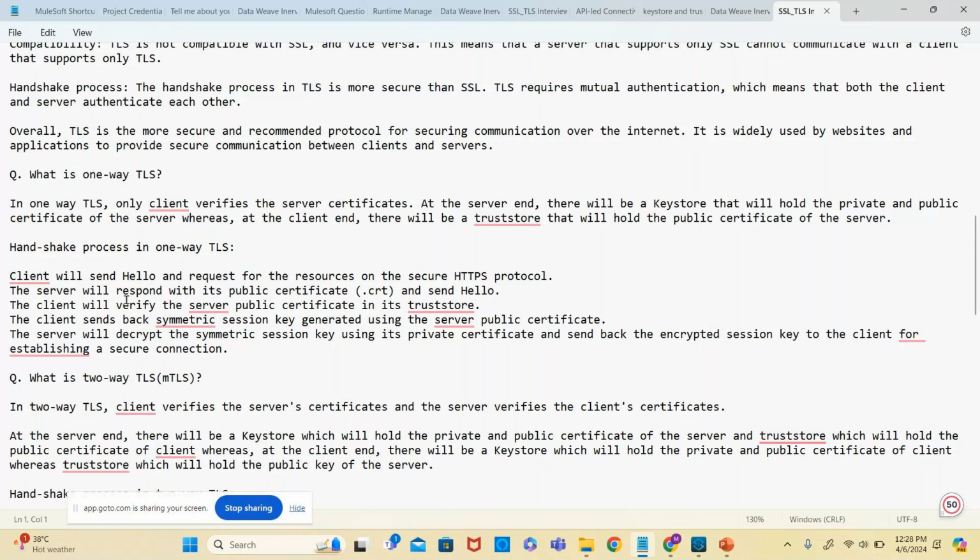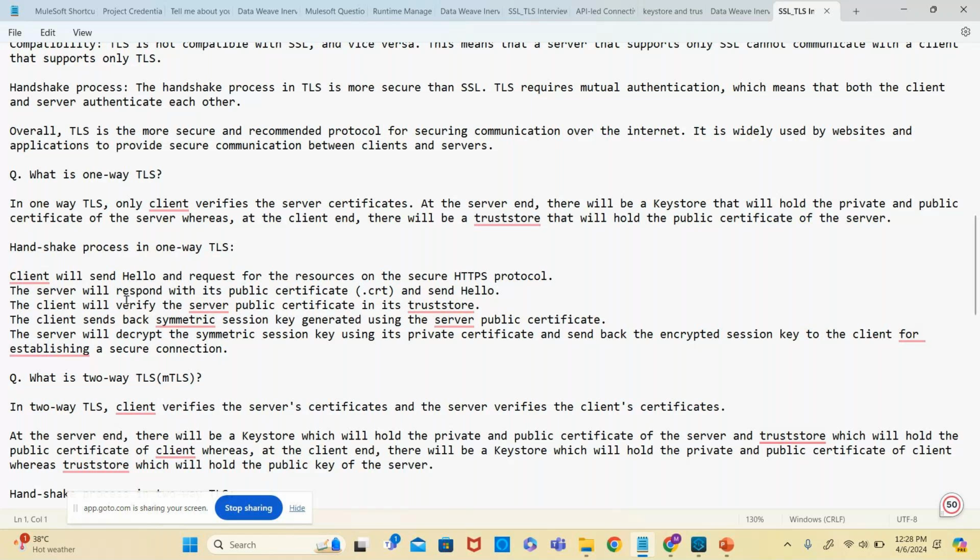That's it. Now, what is the handshake process in one-way SSL? First, the client will initiate the request, right? And it will send hello and request for the resources on the secure protocol, HTTPS protocol. Then the server will respond with its public certificate and send hello. The client will verify the server public certificate in its trust store.